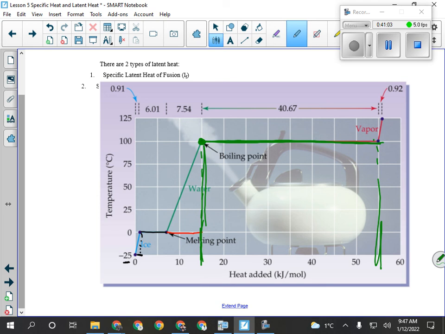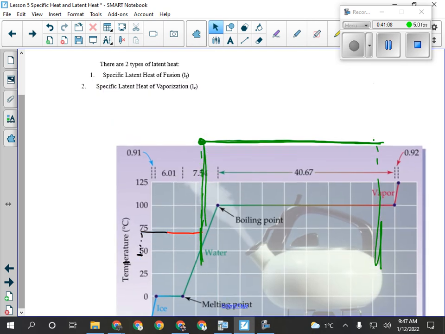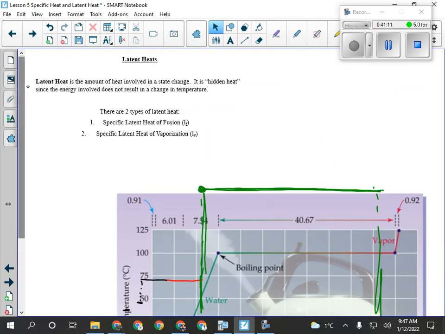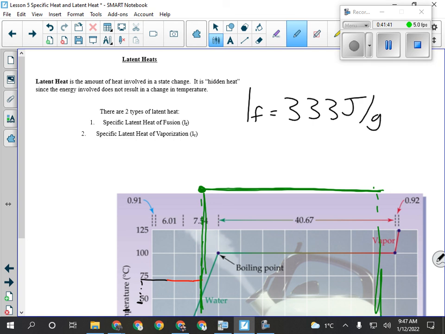Okay, so the things that are important for us here are these two formulas. The formulas that calculate how much energy is required in a state change. There is specific latent heat of fusion, that has to do with melting and freezing of water, and specific latent heat of vaporization, that has to do with evaporation and condensation of water. So, the latent heat of fusion, LF, for water, is 333 joules per gram, and that's it.